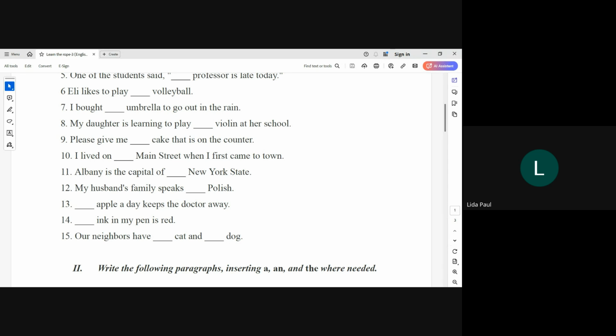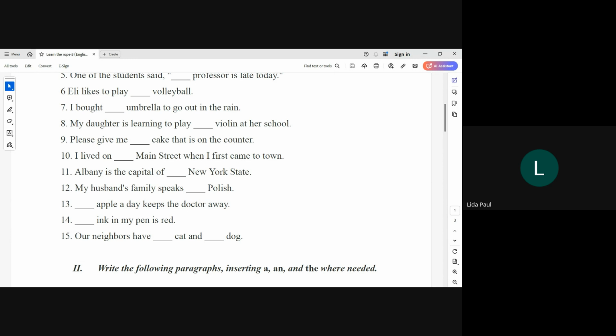The last one here. Our neighbors have dash cat and dash dog. A cat and a dog. Yes. Our neighbors have a cat and a dog, because we're not being specific about the kind of dog or cat. So a cat and a dog, right?